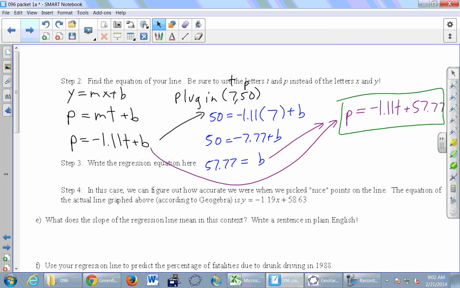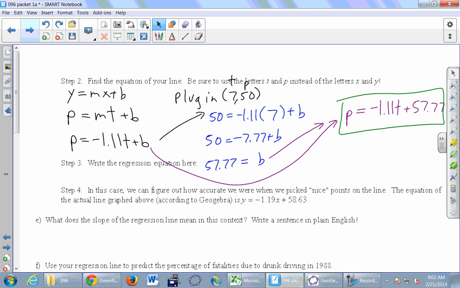It is messy, and just about any equation that is worth anything is messy. Anytime there's data involved, it's messy. All right, so there's our equation. What's the slope? Negative 1.11. We're going to talk about what that actually means in the context of the problem.